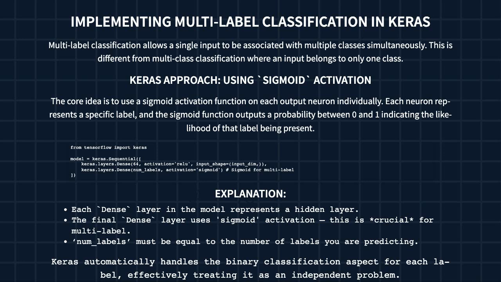Instead of using a softmax activation, which is for multi-class problems, we'll use a sigmoid activation function on each individual neuron in the final layer. Each neuron represents one label and will output a probability between 0 and 1, indicating how likely the label is present. Keras handles the binary classification part for each label independently. The code snippet shows you how to set up your model with this approach. Just make sure your number of labels matches the size of the final dense layer.